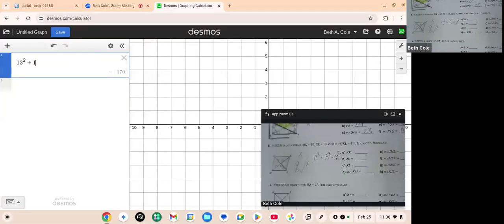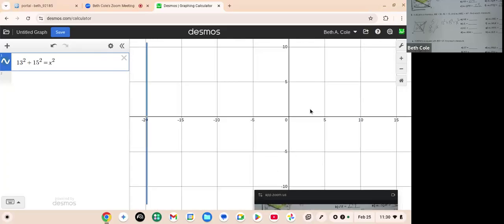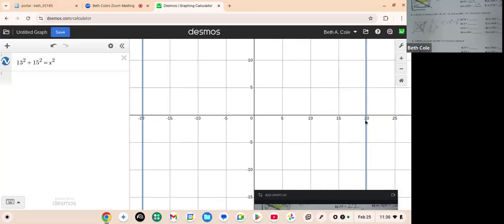All right, so what was it? 13 squared plus 15 squared equals x squared. I'm going to pinch this together to zoom out. And let's see, it is 19.8. But if I want to do a whole number, that would be what? 19.8, I'm going to round that to 20. And again, since it's a rhombus, all the sides are the same. So if this one is 20, all the others are all 20.